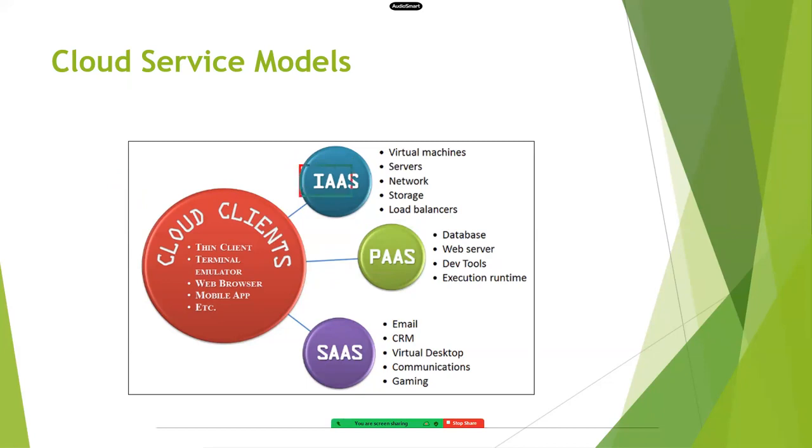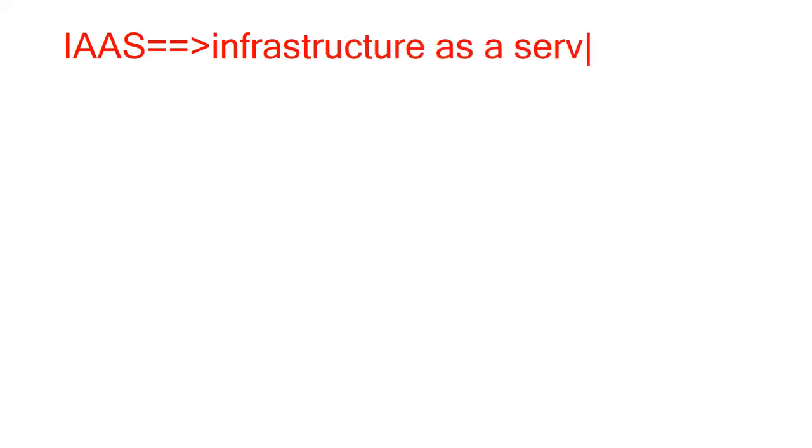Now here I am giving IaaS. What is the "as" guys? Infrastructure as a service. Infrastructure as a service. What all things come under infrastructure? Physical things like server, storage, network, database. These are infrastructure. So these things come under infrastructure as a service.